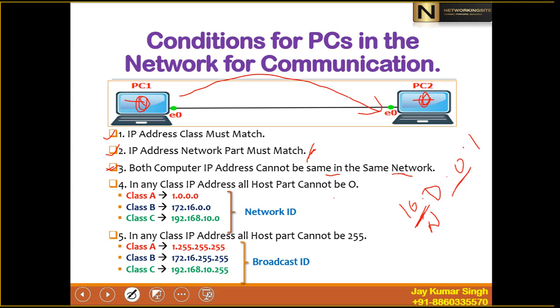Now, number 4: in any class IP address, the host part cannot be all 0. If the whole host part is 0, then it will be the network ID, right? The fifth option says that in any class IP address, the host part cannot be all 255. If it is 255, then it becomes the broadcast address. So you cannot communicate with the help of the network ID, and you cannot communicate with the help of the broadcast ID. So you cannot use these IP addresses that are written here.